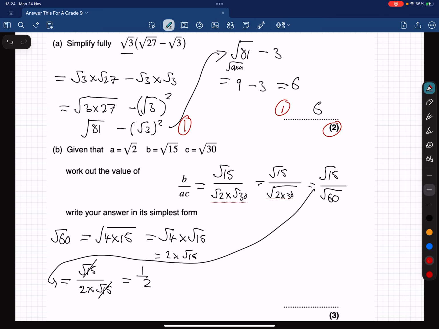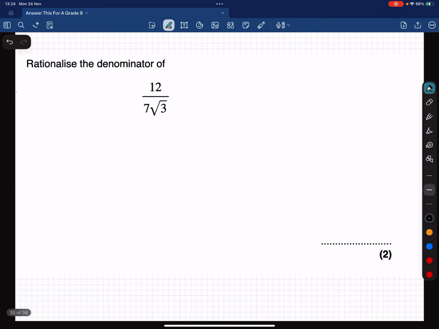For B, it's 3 marks. So there'll be 1 mark for this step, 1 mark for this step, or simplifying it down to 2 root 15, and there's 1 mark for the right answer. That will give you 3 marks. So yeah, now we're on the next question. Pause the video, give it your best shot, and I will go through it in a moment.